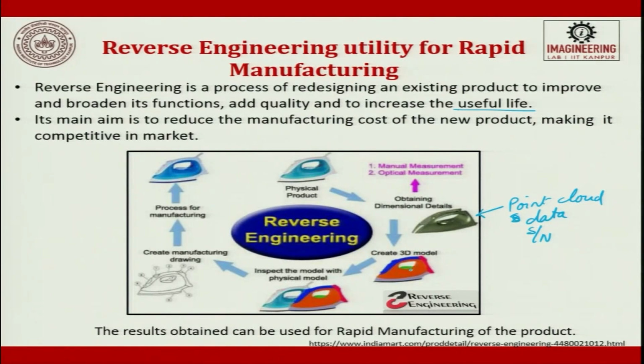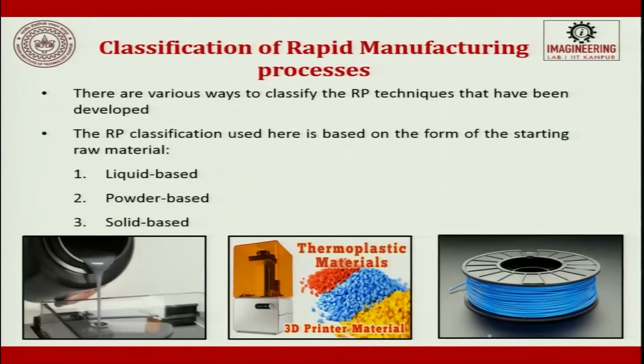Then, whatever CAD model we have created, we look at the difference between the original and the reverse engineered one, inspecting the model against the physical model. Now it has become final. From here we create a manufacturing drawing and, based on the manufacturing drawing, we process and produce the part. So, this entire cycle is called reverse engineering. We start with a product and end with a product. The results obtained can be used for rapid manufacturing of products.